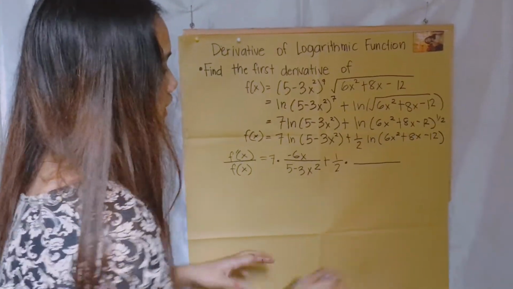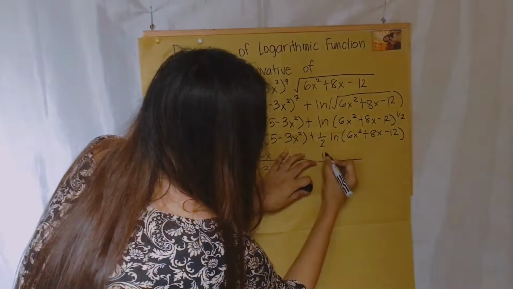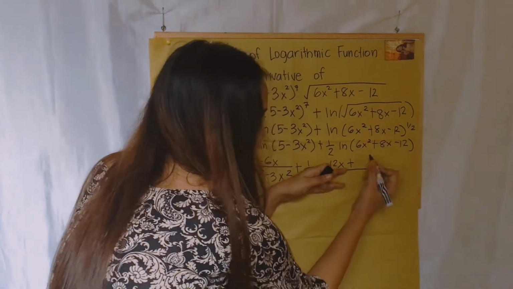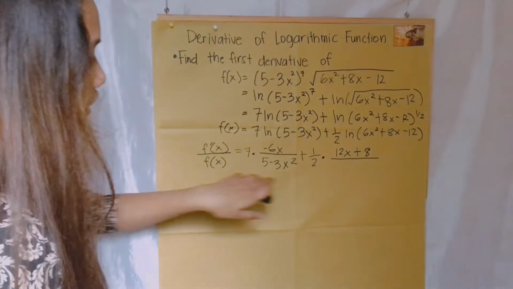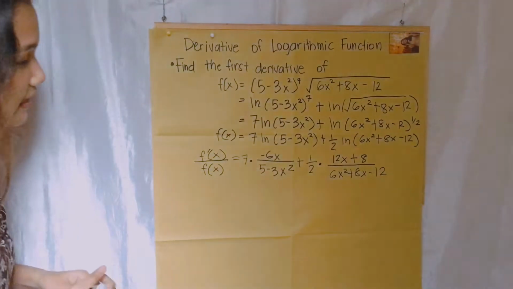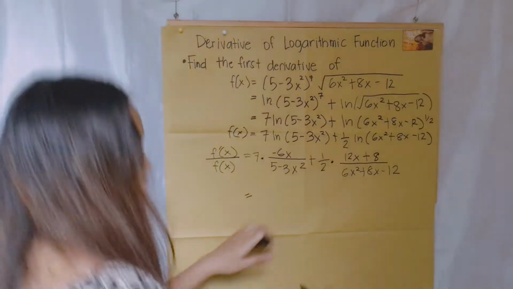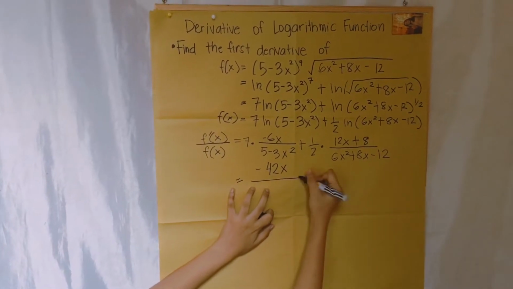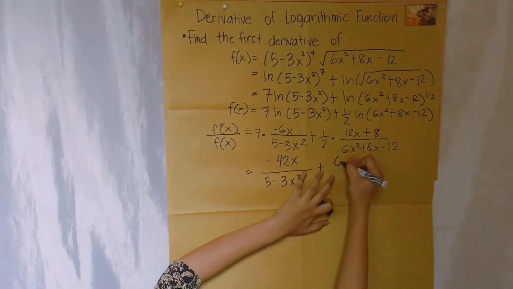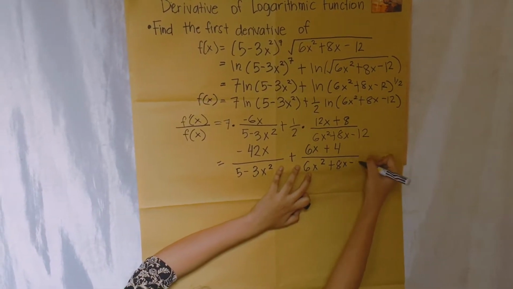Just like what we did in the first term, for 6x squared we find the derivative by multiplying the 6 by its exponent. We have 12x, and 2 minus 1 leaves us with an exponent of 1. And 8x has the derivative of 8. All over f of x, or the term, which is 6x squared plus 8x minus 12. Next, we multiply the whole number by the numerator. So 7 times negative 6x gives negative 42x over 5 minus 3x squared, plus 1/2 times 12x gives 6x, and 1/2 times 8 gives 4, over 6x squared plus 8x minus 12.